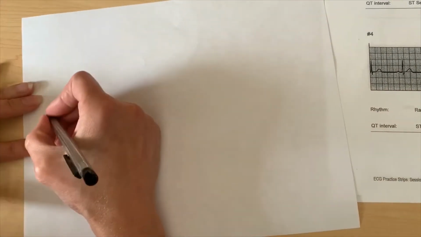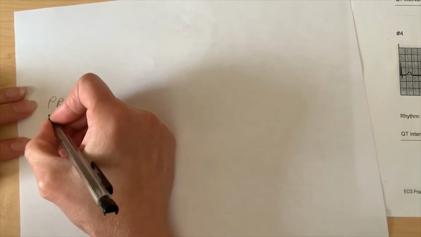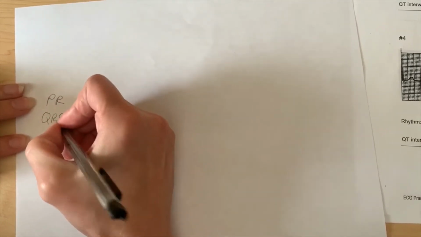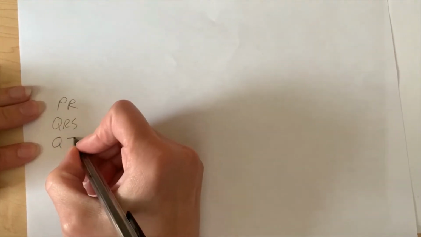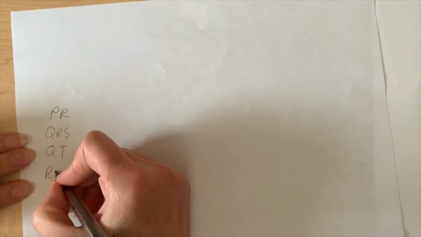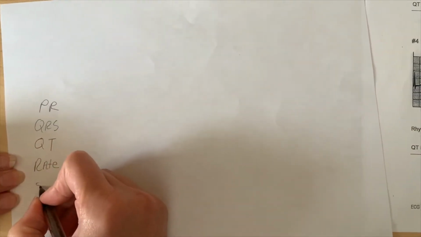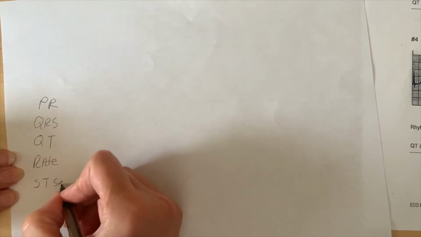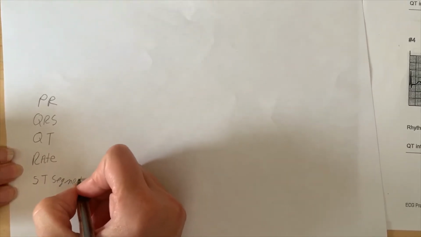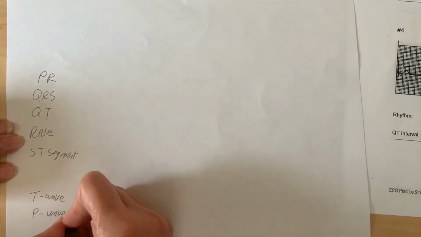The first thing that we want to review is what it is that we're measuring. We have PR, we have QRS, we have QT. We'll be measuring the rate. We'll be talking about the ST segment. Now, a couple of things we don't exactly measure, but we do have some thoughts about our T waves and P waves, and so we'll get to those in a second.